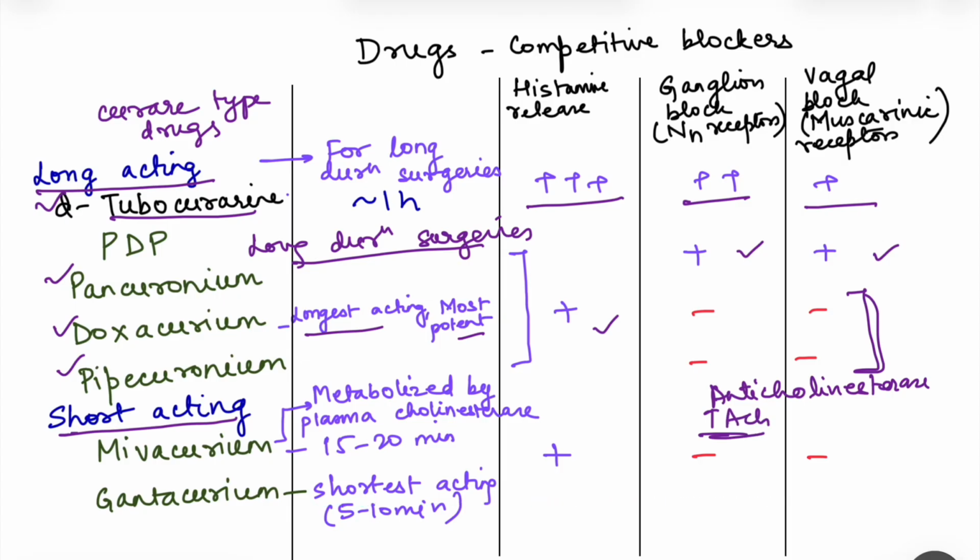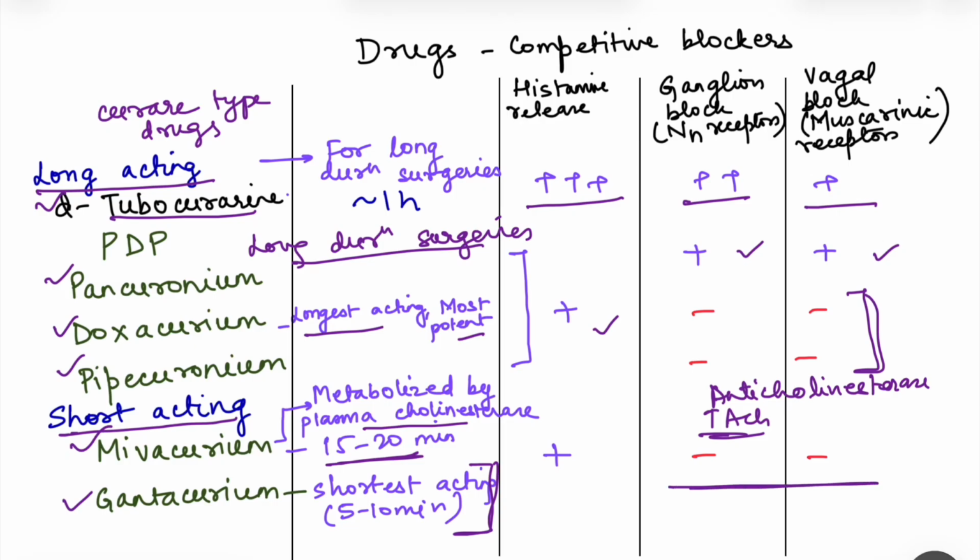Then we have the short acting competitive blockers. In short acting, we have mivacurium and gantacurium. Gantacurium is the shortest acting, acts for only 5 to 10 minutes. Mivacurium acts for 15 to 20 minutes, and this drug is metabolized by plasma cholinesterase, that is butyrylcholinesterase or also known as pseudocholinesterase, just like succinylcholine, and that is the reason that it is so much short acting. Again, they are very selective.